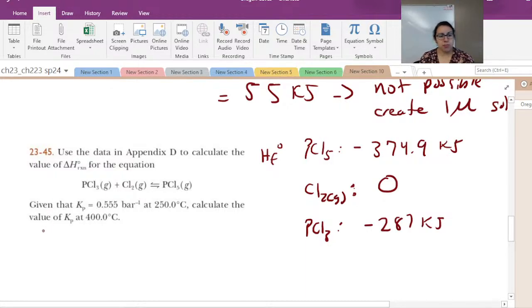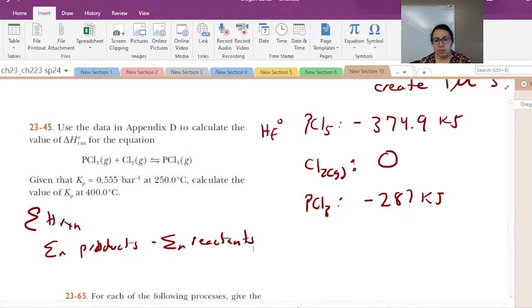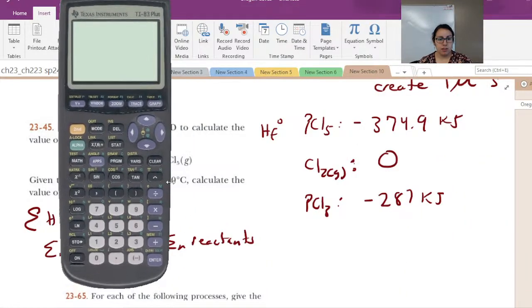And so now let's find our delta H of our reaction. Luckily, we don't have to multiply anything by their molar amounts, so we can just take our sum of products minus our reactants. So then we get negative 374.9 minus negative 287. So then, do we get negative 87.9? Did I plug that in correct?